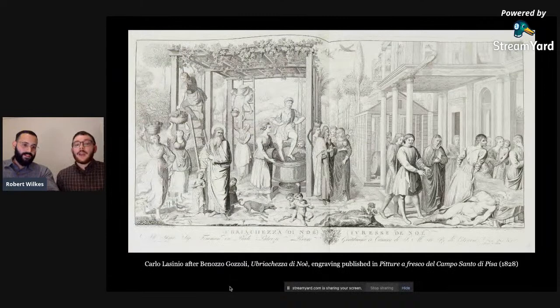However, because all the artists lived in London, they had few opportunities to see actual Quattrocento Italian paintings in person.